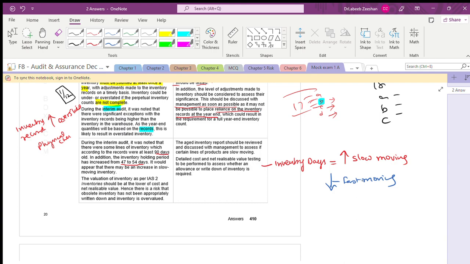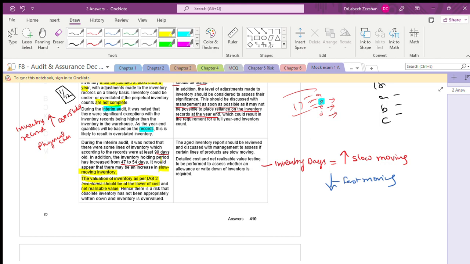It would appear that there will be an increase in slow-moving inventory. If inventory number of days are increasing, these are the things you should keep in mind. The valuation of inventory as per IAS 2 should be at the lower of cost or NRV. You have to write this whenever you talk about inventory. Whenever the question is on inventory turnover days, don't miss this one. They will give marks for this.